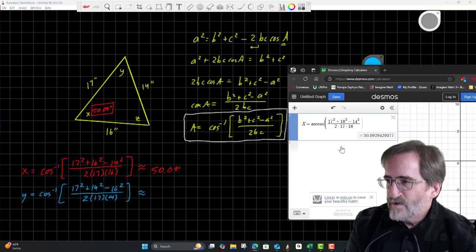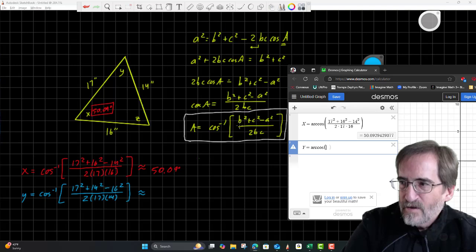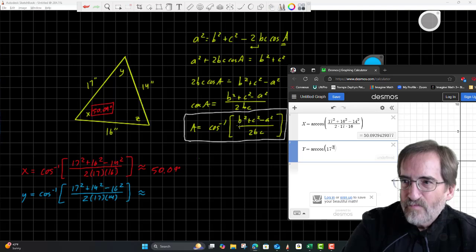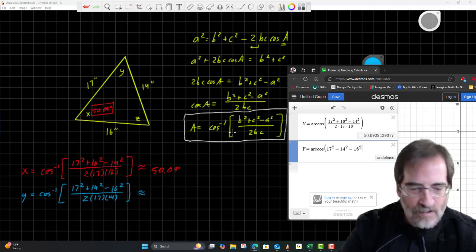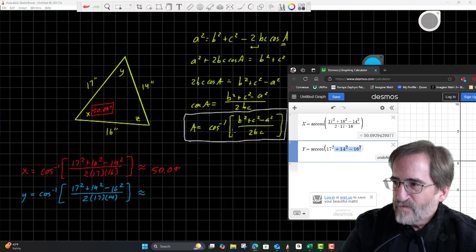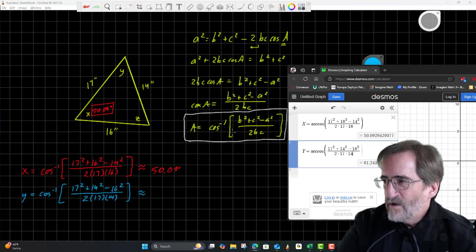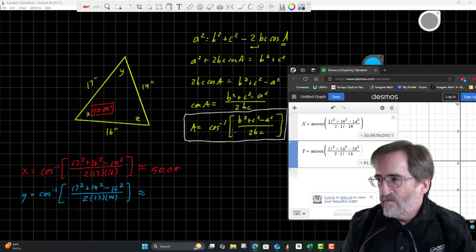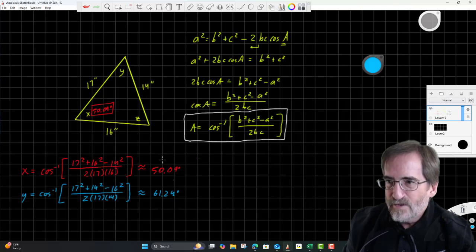okay, let's go ahead and do this as a separate line. Capital Y equals arc cosine, ARC-COS, 17 squared plus 14 squared minus 16 squared. Hold down the shift and highlight, all divided by 2 times 17 times 14. Okay, and we get 61.24 degrees.